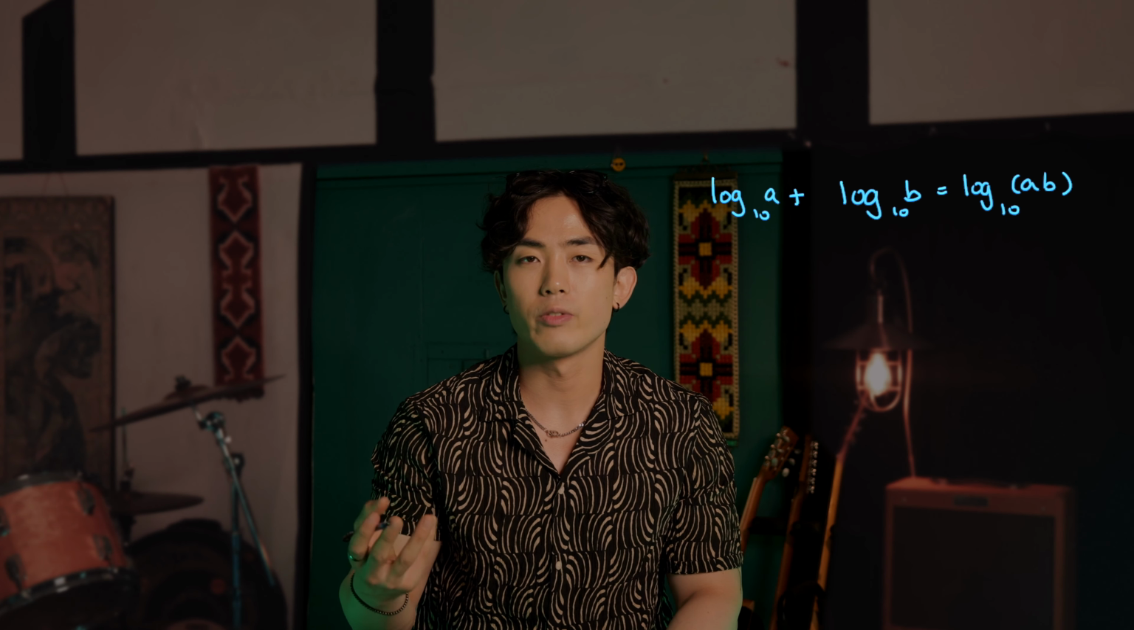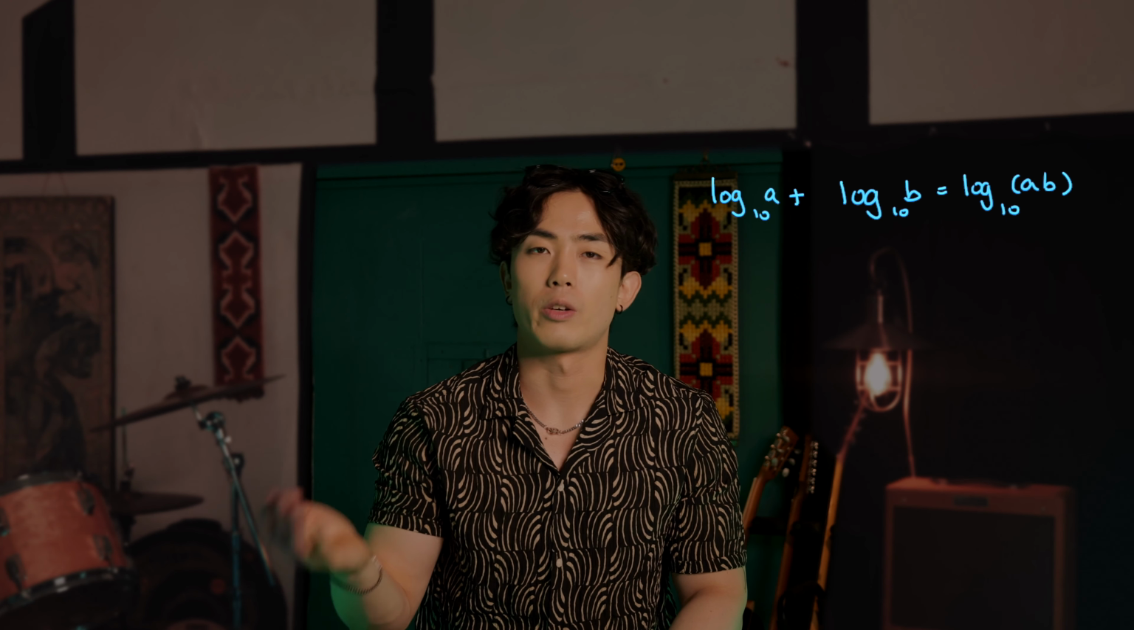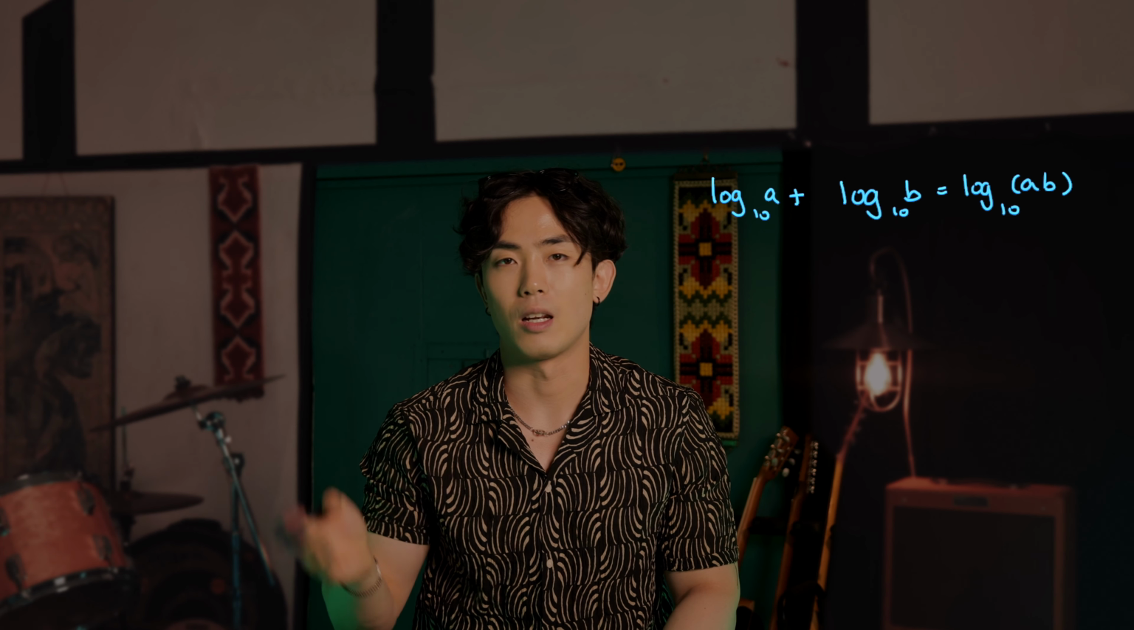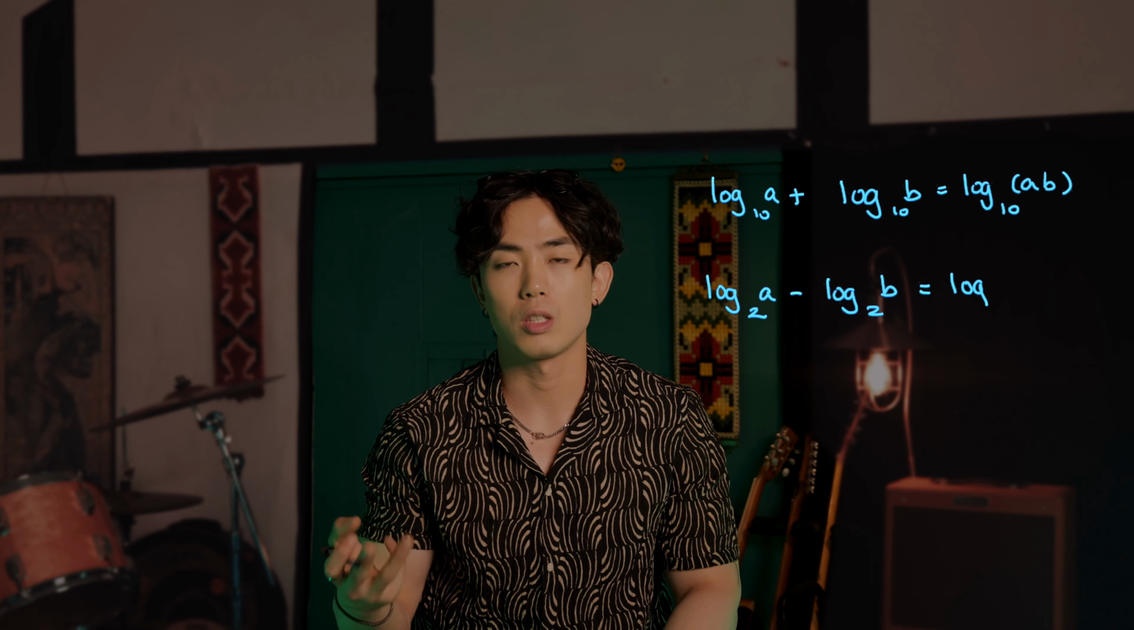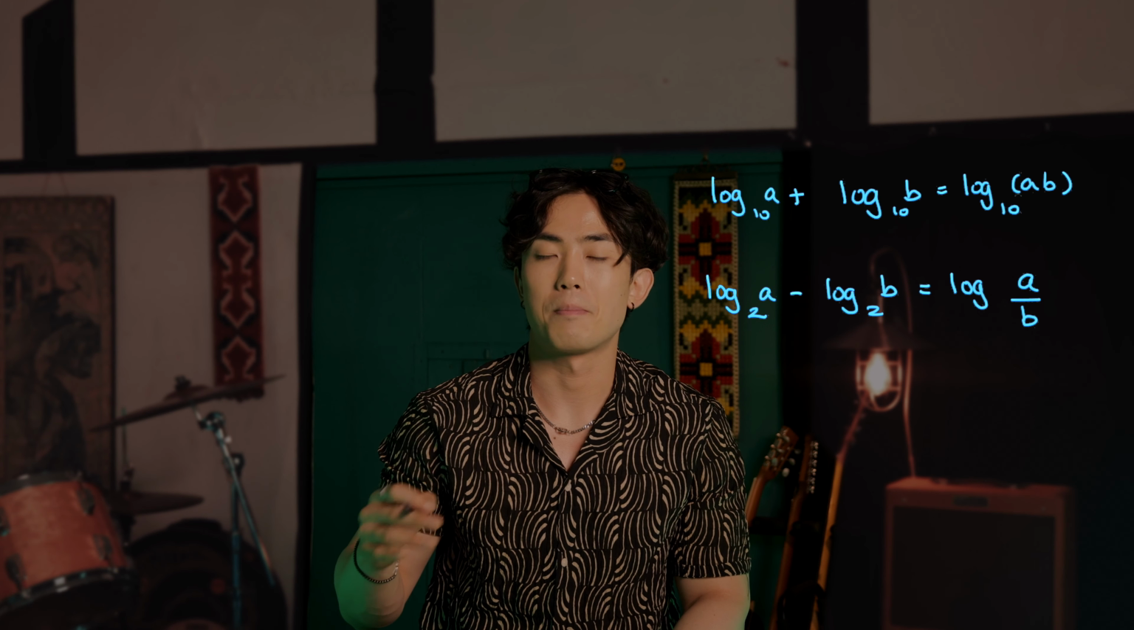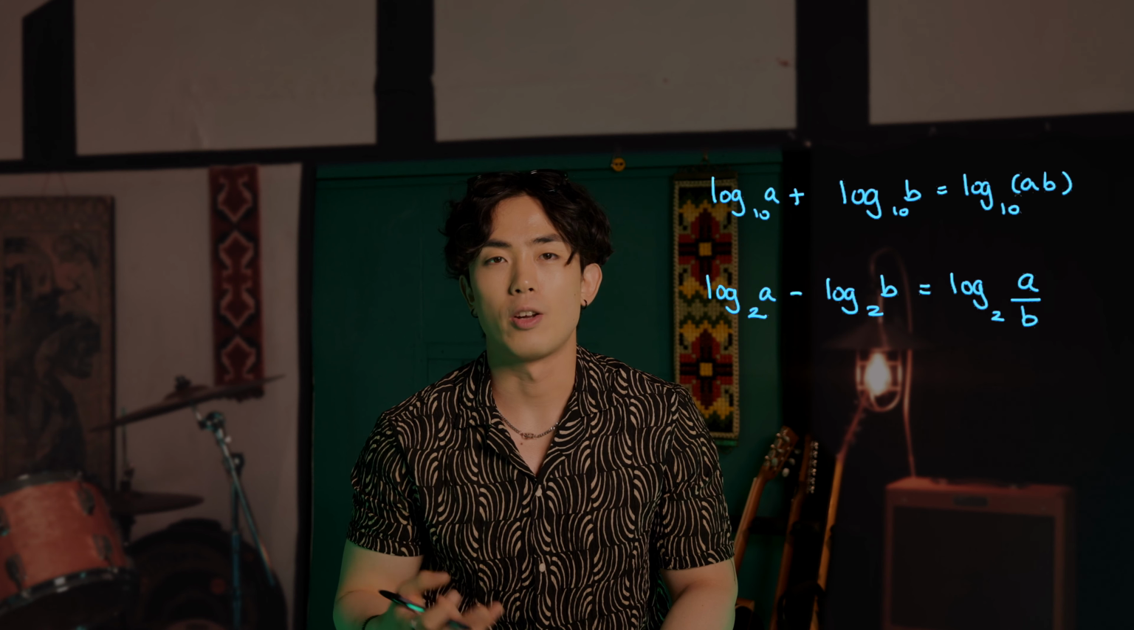Okay. The division rule is the opposite, so we're subtracting one log from the other with the same base. So once again, log a base 2 minus log b base 2, this would be equal to log a over b base 2.